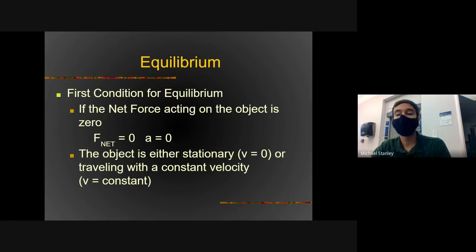All right. So does anybody have any questions on the units of force or balanced or unbalanced forces so far?